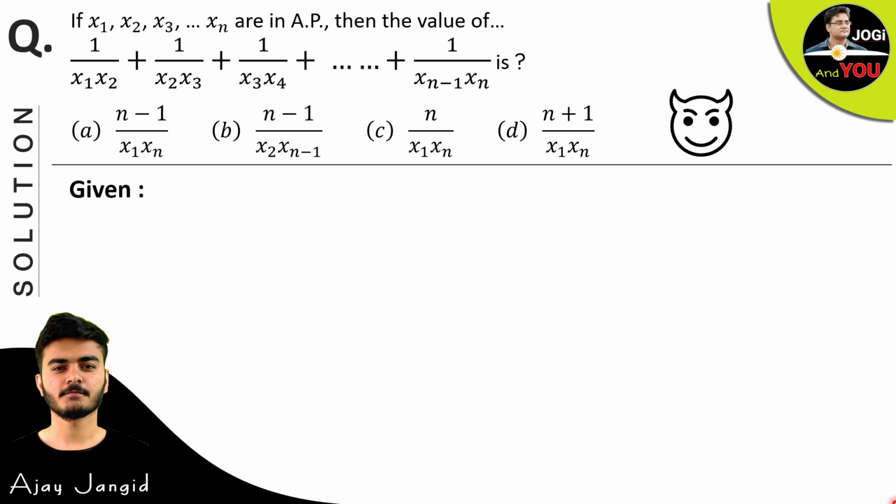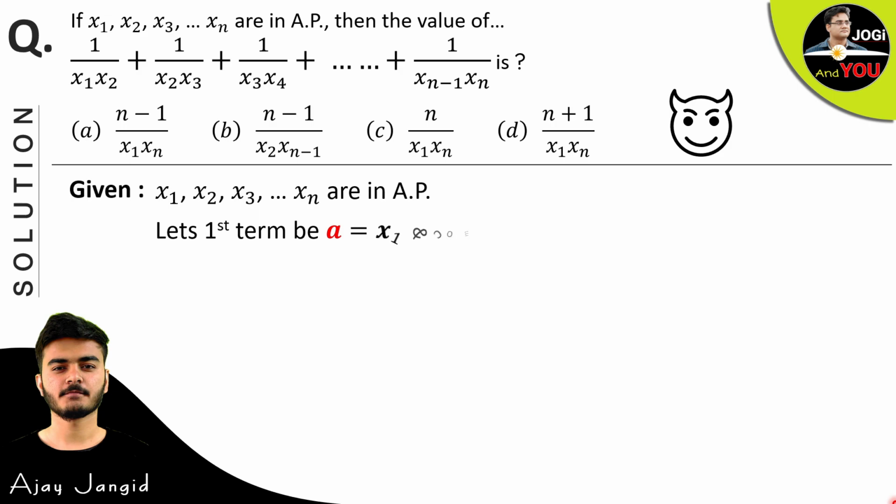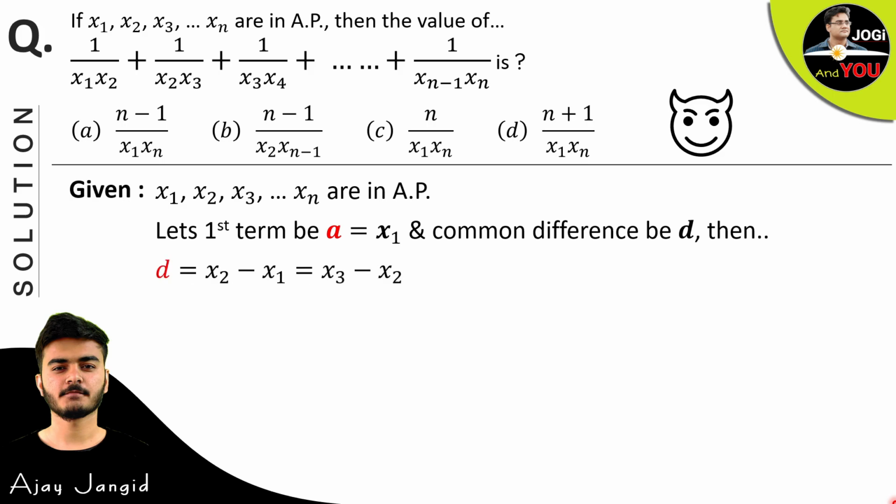So for solving this, let's collect all the given things. Given things are x1, x2, x3 till xn are in AP. Then we know whenever there is an AP in any question, we must see the first term and the common difference at least. So let the first term be A, equal to x1, and the common difference be D. Then D is equal to x2 minus x1 or x3 minus x2. So we have the first term in the form of x1 and the common difference also.